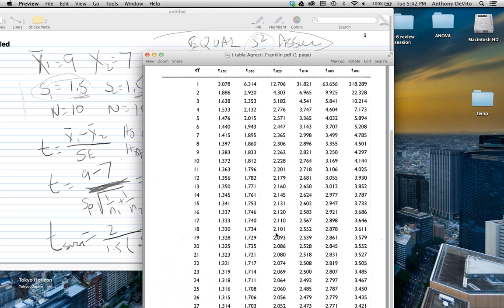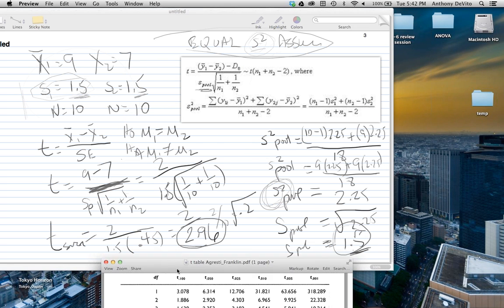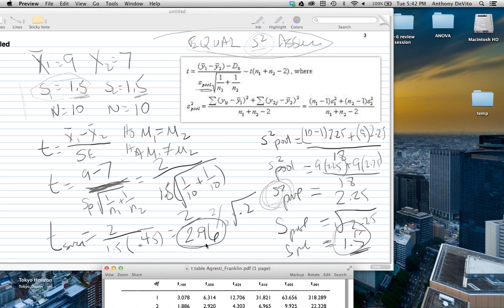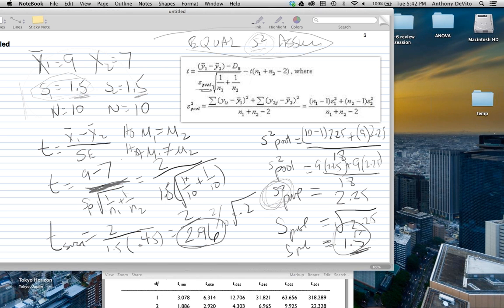So 18 degrees of freedom. So my T critical is going to be 2.1. Okay, do I exceed 2.1? I do exceed 2.1, so I can reject my null hypothesis and accept my alternative hypothesis.